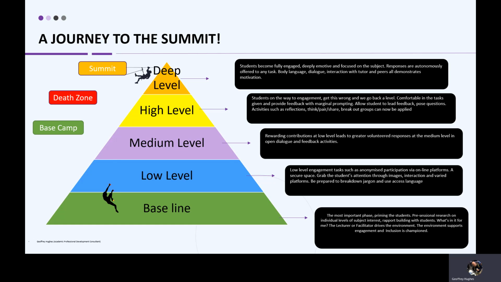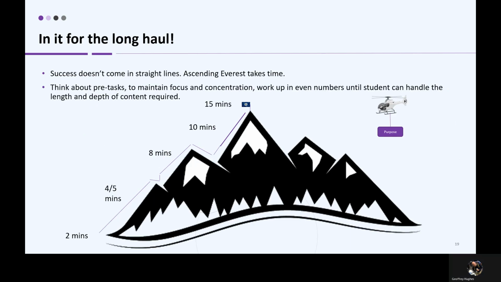You can start to slowly let go of the reins and allow people the opportunity to become autonomous in their learning. And this is where activities that are more student-centered come along. Allow students to make mistakes, allow students to become critical and analyze practices, theories, and be genuinely creative, because at this stage students are going to feel like they can be creative once you make that point. But success doesn't come in straight lines, so we know that, and ascending Everest is going to take time.